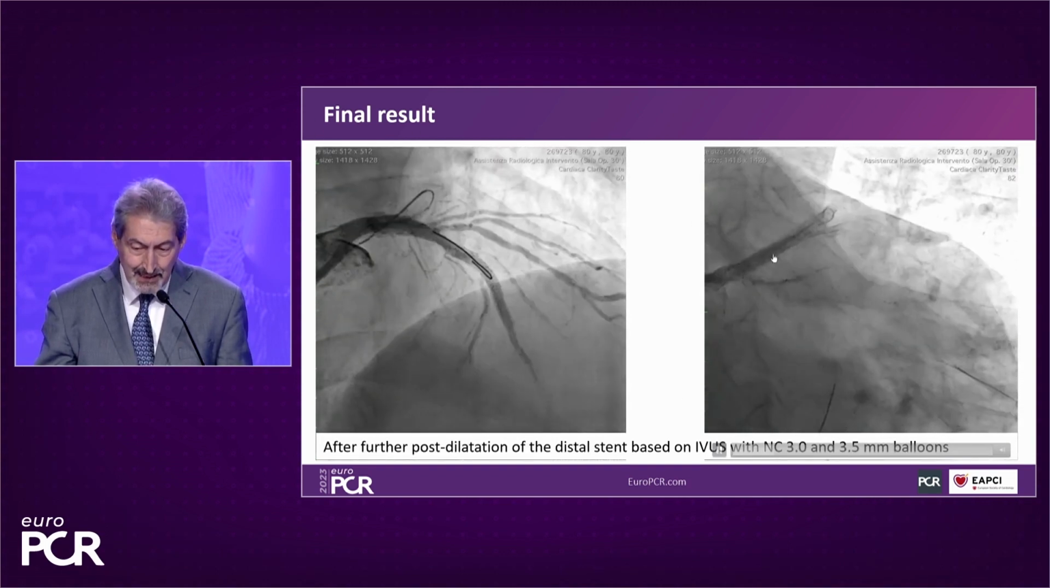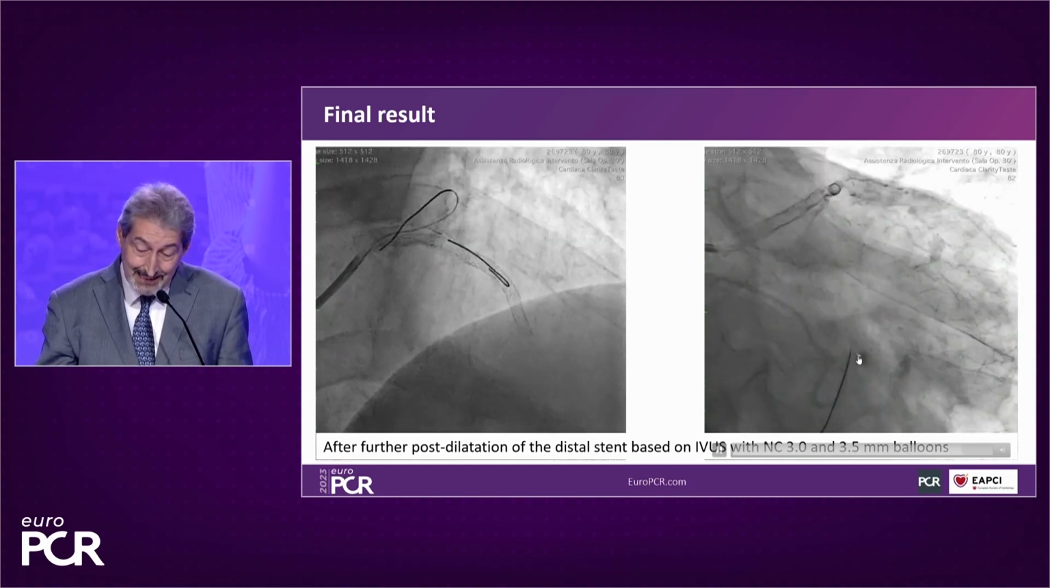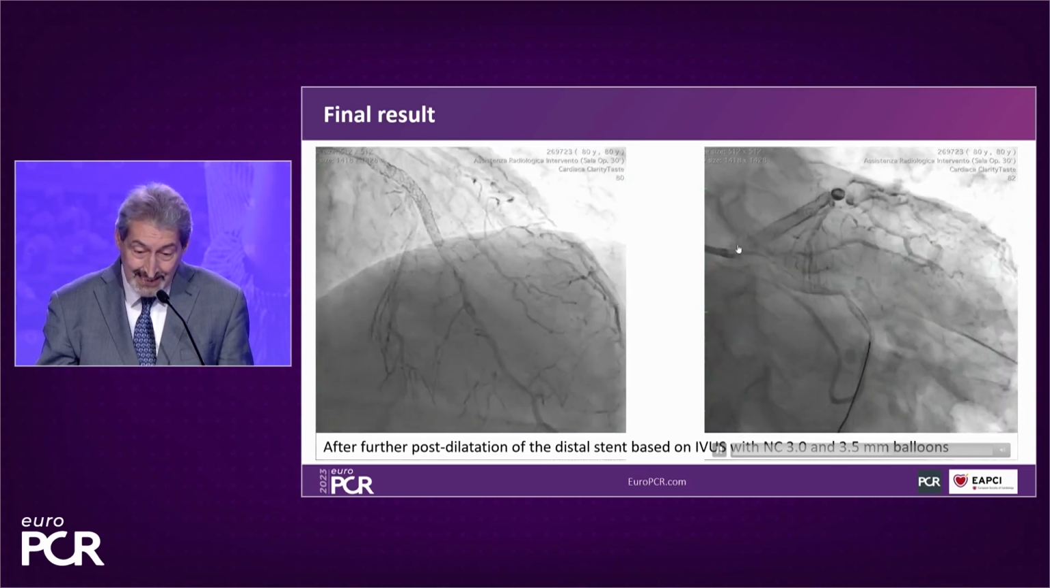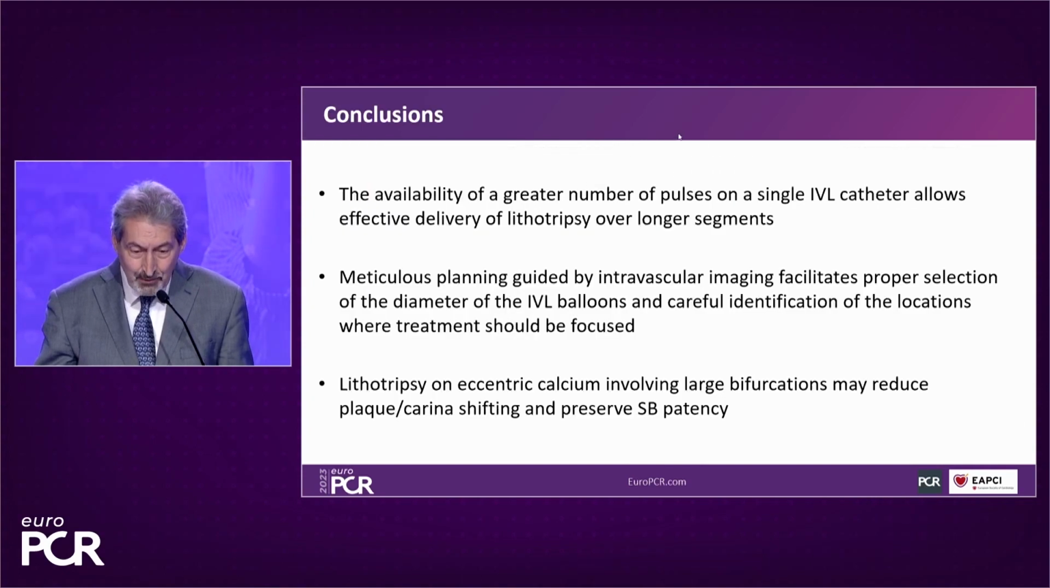We actually didn't go for a kissing balloon for this circ that, as you see, is limited to a relatively small posterolateral branch, and anyway, has excellent flow. So this was our outcome, and my conclusion is that having a greater number of pulses on a single IVL catheter allows effective delivery of lithotripsy over longer segments, potentially up to 60 millimeter.